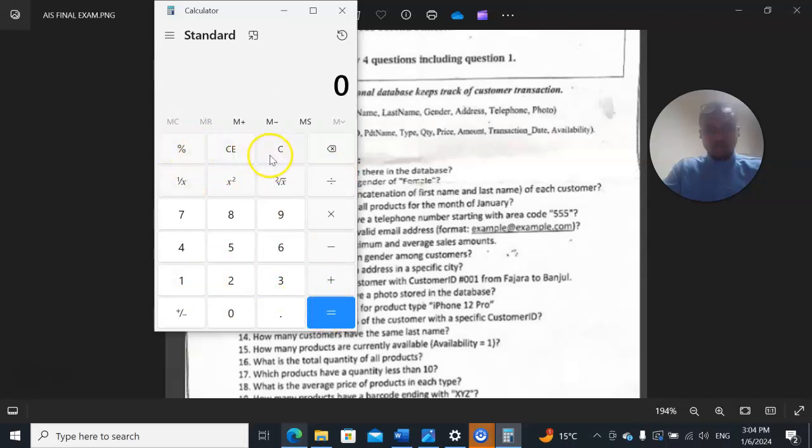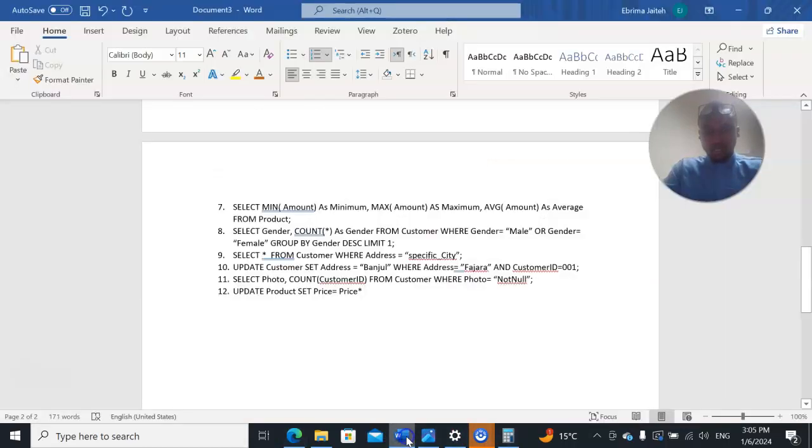Sorry, I made a mistake. So 100% is how much? What is wrong with my calculator? So basically we know that 100% is just one. Okay, that's one. So 12 divided by 100 equals to 0.12, plus 1, that is 100%, is going to be 1.12. So we are going to multiply this by that. So we are going to say price multiply 1.12.